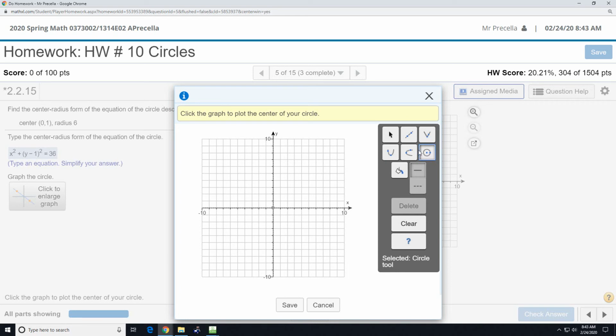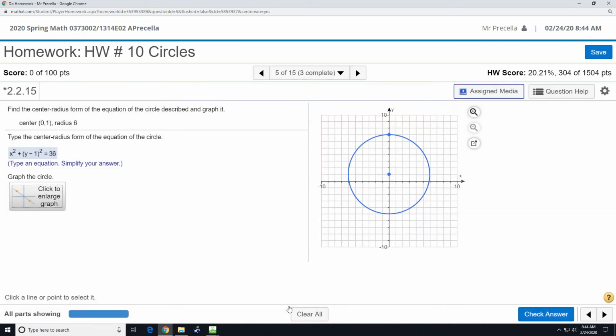So I click 0, 1. Over 0, up 1. And then I move left, right, up, down. How many units? 6. Okay. 1, 2, 3, 4, 5, 6. Did I move up 6? I sure did. I started at 1 and moved up to 7. Save and check.